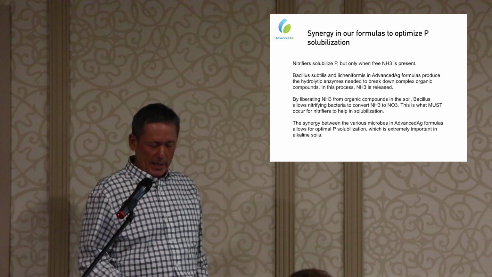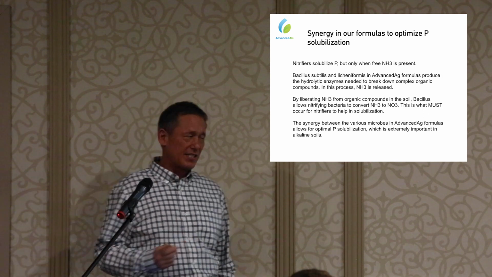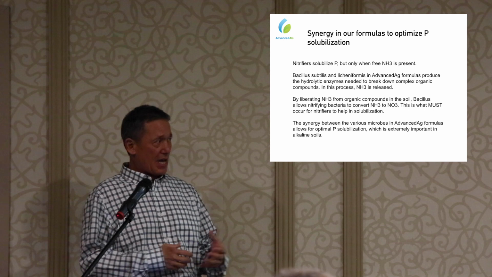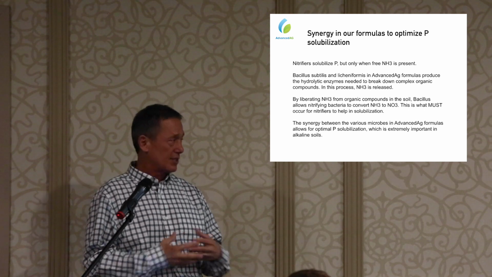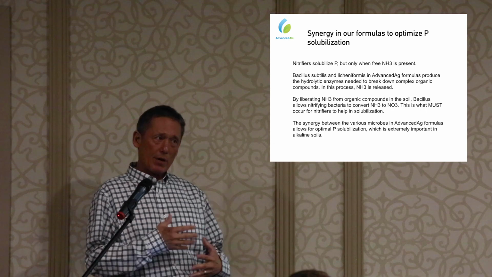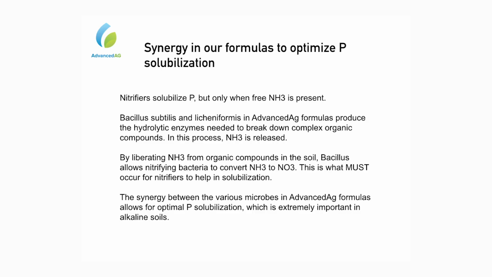Just real quickly, one of the synergies that we have is we talked about these hydrolytic enzymes. If you have proteins or whatnot in the soil, the Bacillus can break those things down, liberate ammonia. When ammonia is present, not only can, in early, just post-germination, that ammonia be taken up by the plants, but then the nitrifiers can convert it into nitrate. And in the process, the nitrifiers are enhanced at breaking down and solubilizing P. So that's sort of a little cycle that we have. The whole thing works really well.